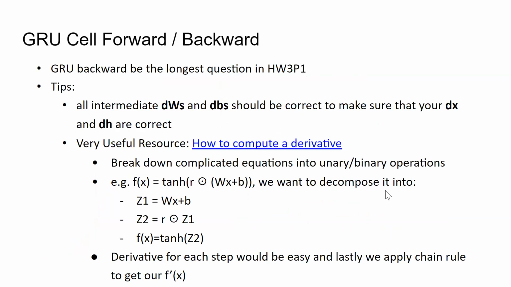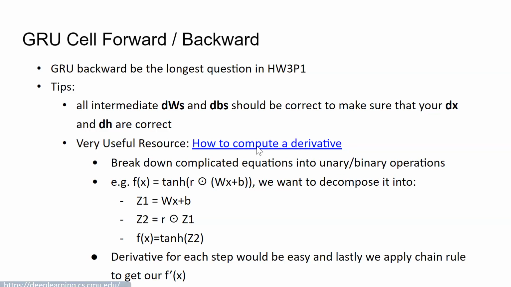So some tips for implementing the backward. We suggest that you implement all the dWs and dBs step by step, because although for the autograder we will only evaluate the correctness of dX and dH, all the intermediate steps are used to calculate the final values of dX and dH.